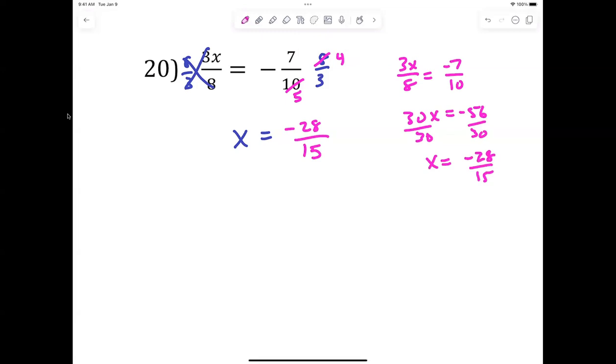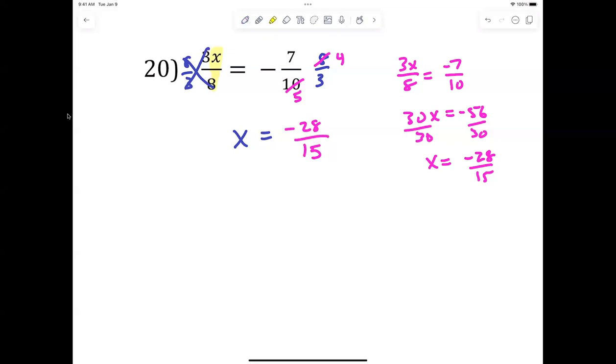Could you do the other way too, like 10 to 7? No, you want to isolate the variable, right? So you always do the reciprocal of the number that's next to the variable. All right.